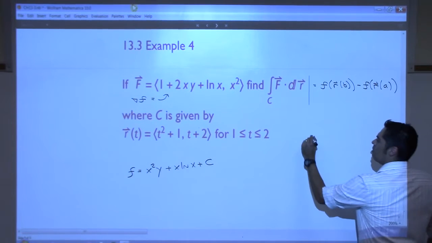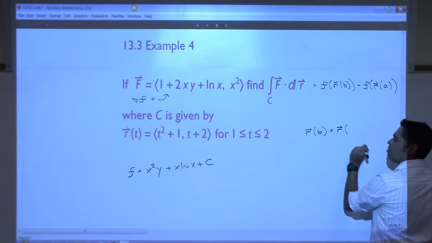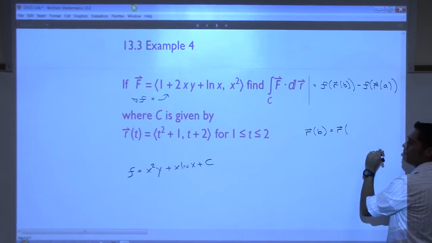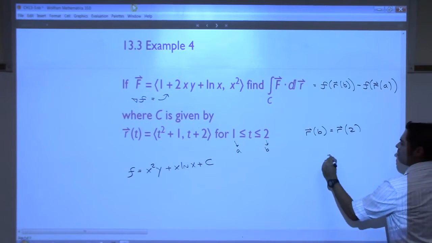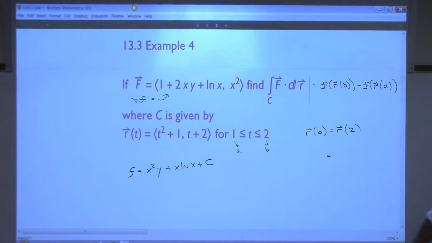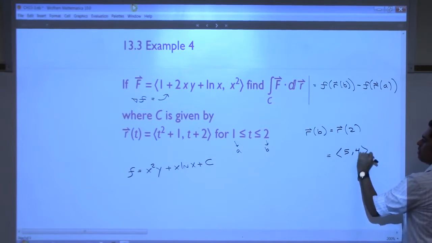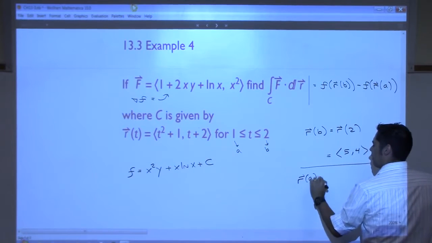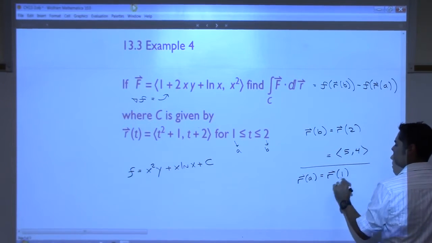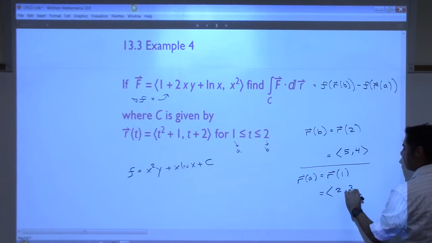So I'm going to need to know what is r of b, which is the same as saying what's r of what? Two, because this is r b, right? This is r a. And what is r of 2? So plug 2 into this. What do you get? The vector 5, 4, understand? Then I need to figure out what r of a is. That's r of 1, which is the vector 2, 3. Okay?